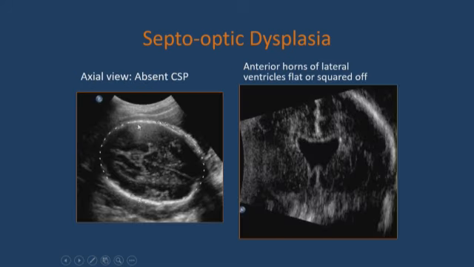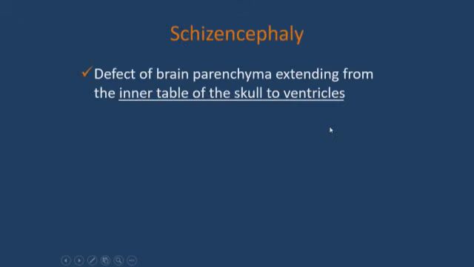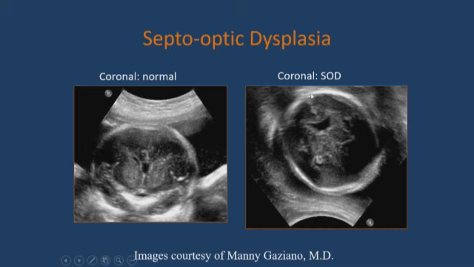So the septo-optic dysplasia, looking at our axial view, first thing we notice is we have the columns of the fornix here, but we don't have a cavum septum pellucidum. And then when we magnify up, we can see this fusion of the anterior horns. So they're flat or squared off. So normally on that coronal view, this is what we should see, is we should see the cavum septum pellucidum with the anterior horns, and this one was the septo-optic dysplasia. So another term for the septo-optic dysplasia would be the semi-lobar holoprosencephaly.